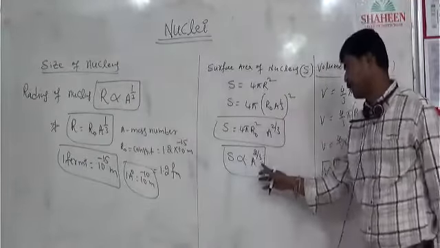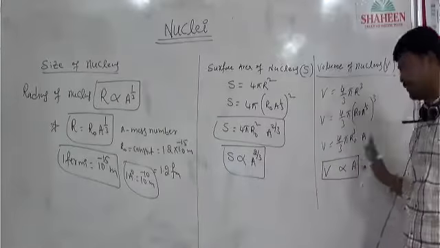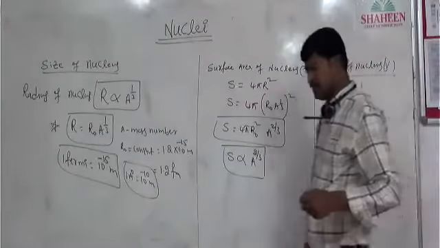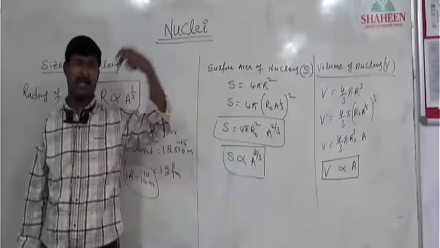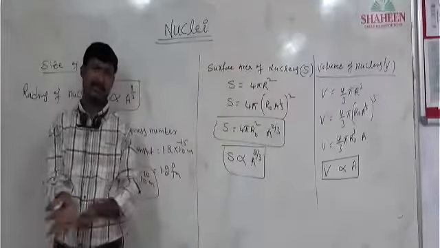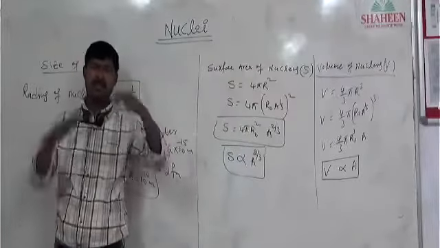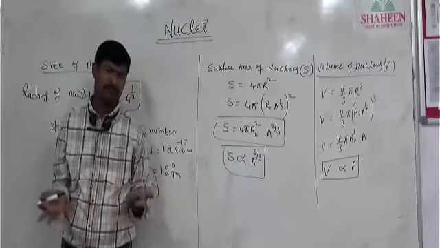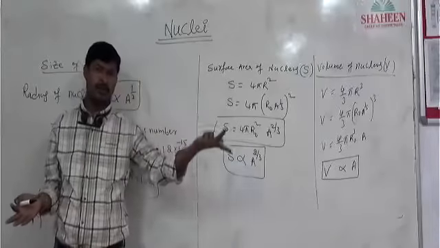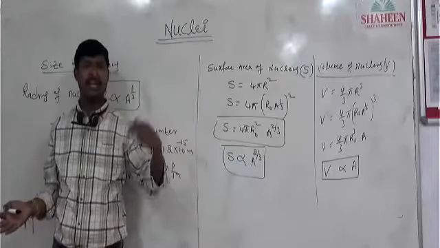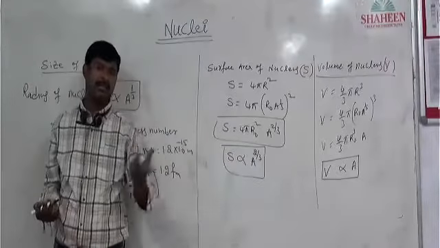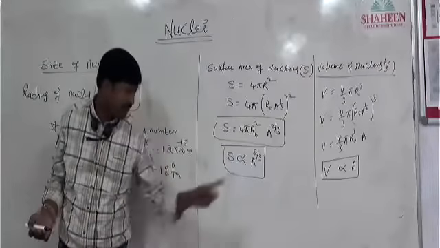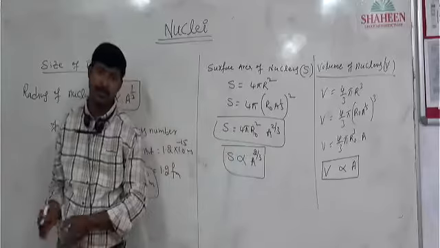So we have got radius directly proportional to a power 1 by 3, surface area directly proportional to a power 2 by 3, volume directly proportional to a only. Greater mass number, greater volume or greater size. Lesser mass number, lesser size of the nucleus. Simple. Volume is directly proportional to mass number, so a heavy mass number definitely has more size. Lesser mass number, size is less because V is directly proportional to A.